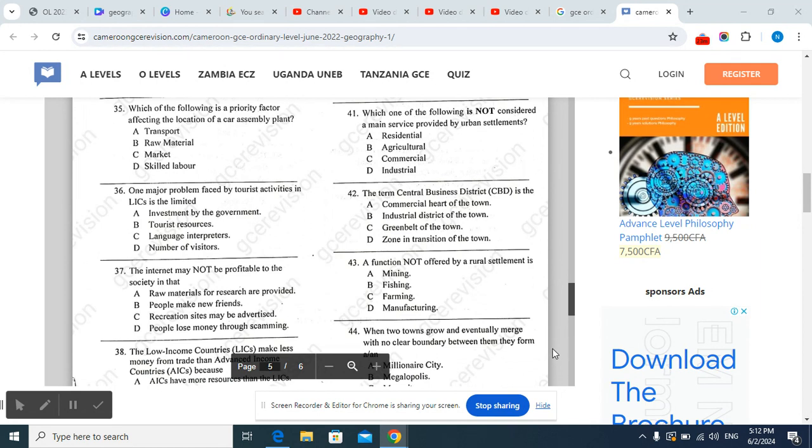Question 44. When two towns grow and eventually merge with no clear boundaries between them, they form... The answer is B.